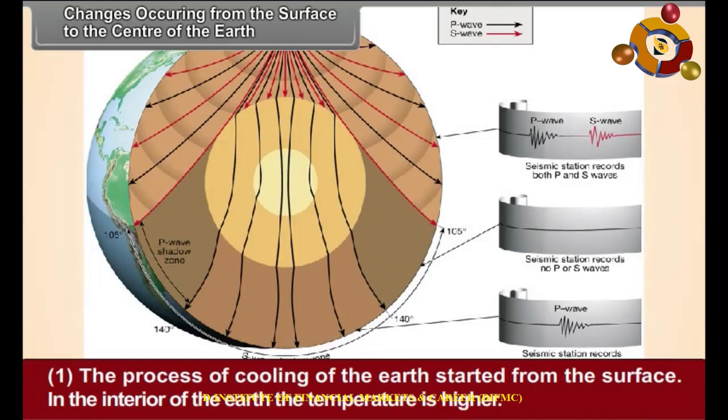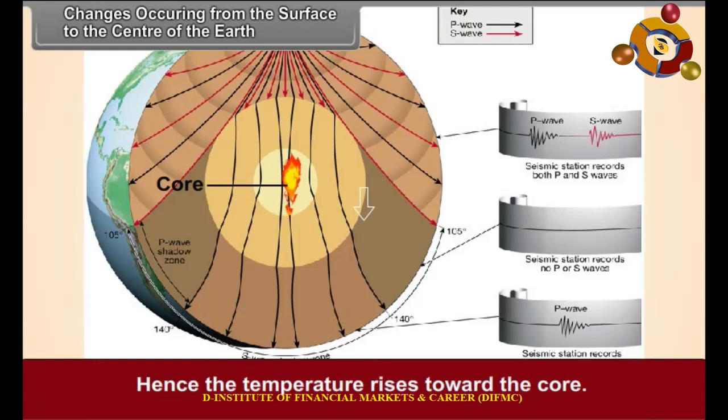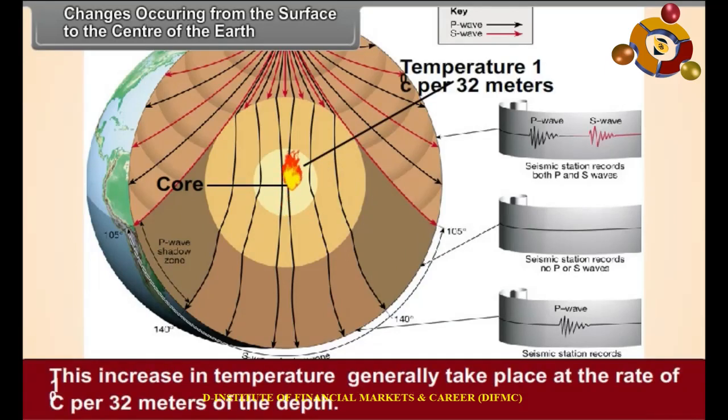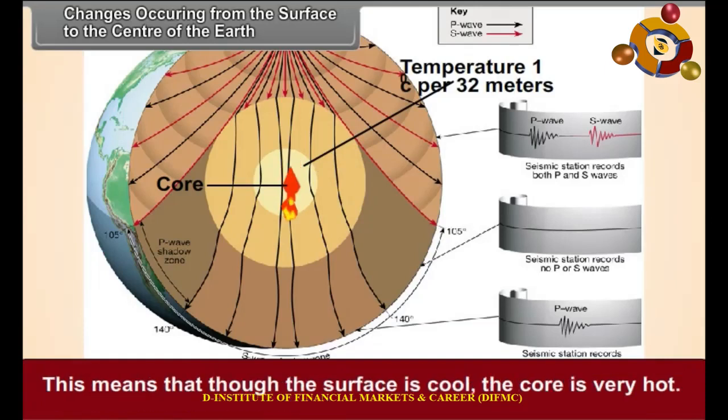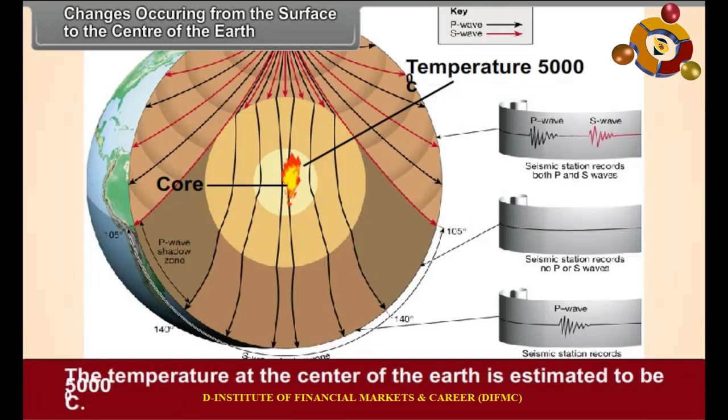Number 1. The process of cooling of the Earth started from the surface. In the interior of the Earth, the temperature is higher. Hence the temperature rises towards the core. This increase in temperature generally takes place at the rate of 1 degree Celsius per 32 meters of depth. This means that though the surface is cool, the core is very hot. The temperature at the center of the Earth is estimated to be 5000 degrees Celsius.